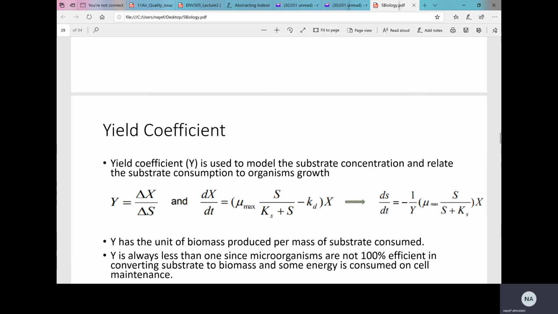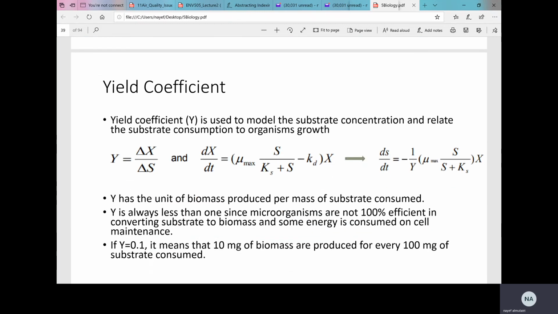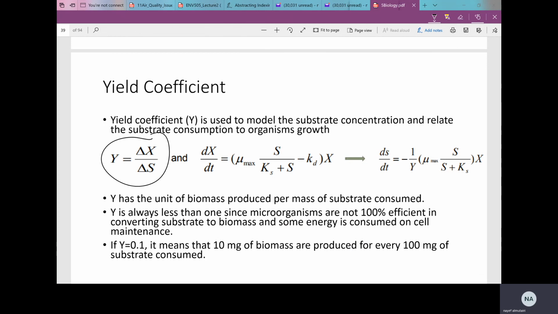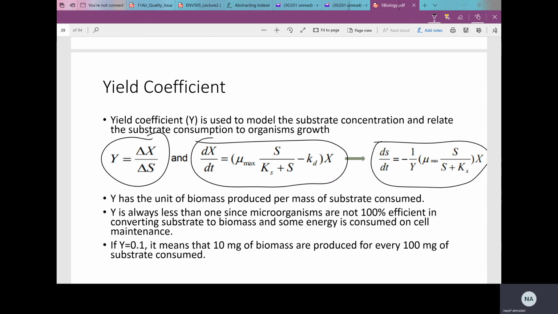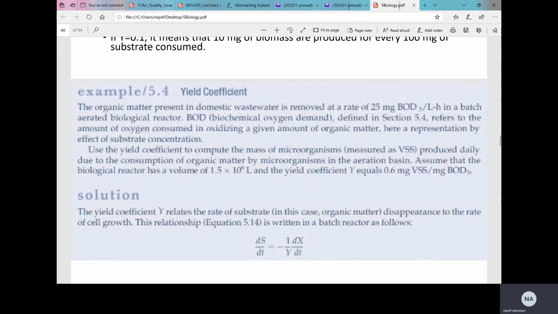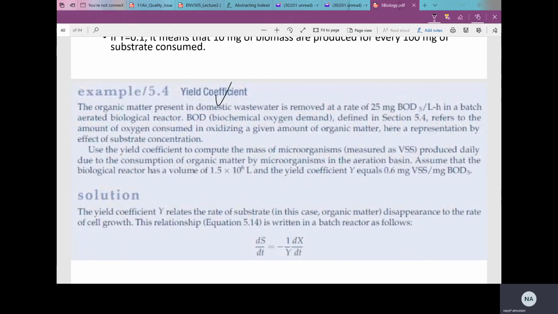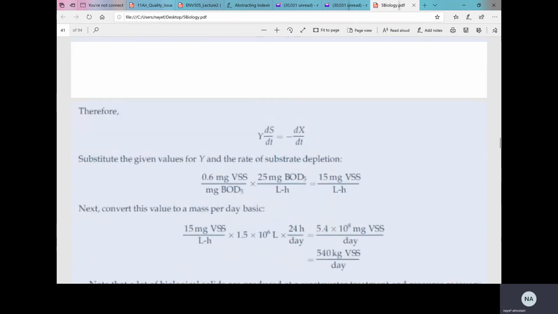Okay, so yield coefficient. We know that the yield coefficient is defined by the change of microorganisms over the change of substrate, and this was also put into the equation that we had before, the Monod equation, with ds over dt, the change of substrate, and the change of microorganisms. This is how to account for the yield, and the yield was accounted for when we put ds over dt. The example that's very important is this. Look at this example. We did explain it on YouTube, and we just explained it in the class.